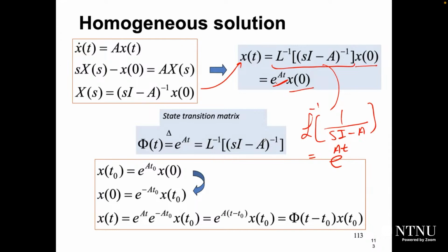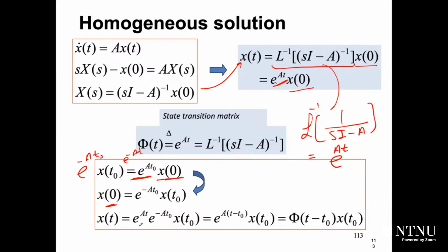You can substitute the initial conditions. So x of t0, for example, will be e to the A t0 multiplied by x of 0. Now, if you want to get x of 0, you need to multiply from the left-hand side by e to the minus A t0. Multiply here also by e to the minus A t0. In this case, x of 0 will be e to the minus A t0 multiplied by x of t0. We need to get x of t.